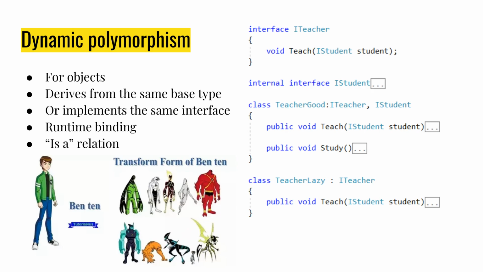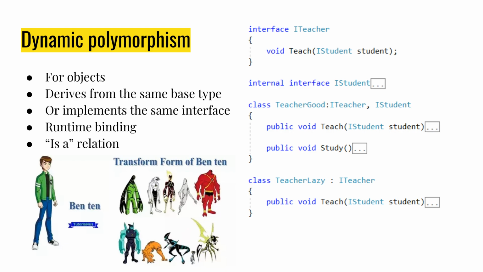So Ben 10 could be generalized as an IMovable and an ICombatant interface, and all those forms could derive from it as well. And also ITransformable, because Ben 10 can transform into any of those forms and they can transform back into him. So that is polymorphism.